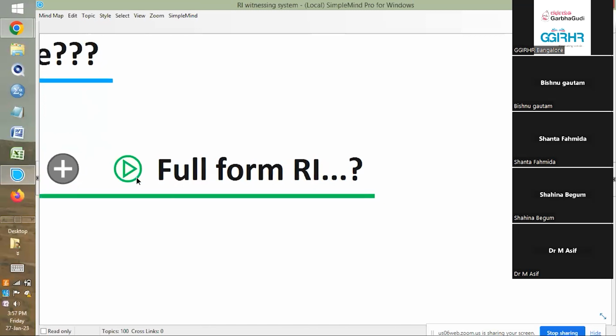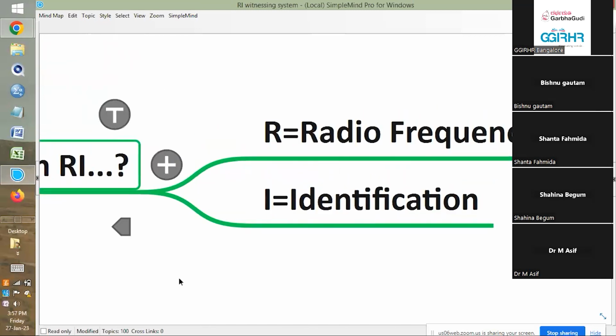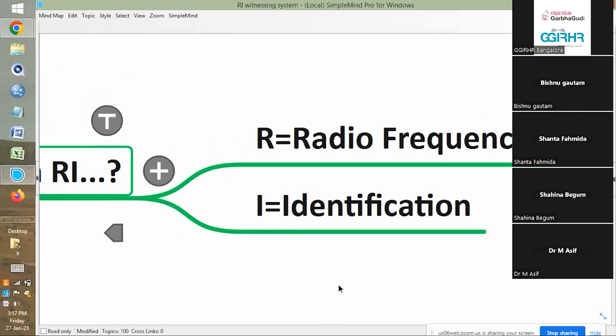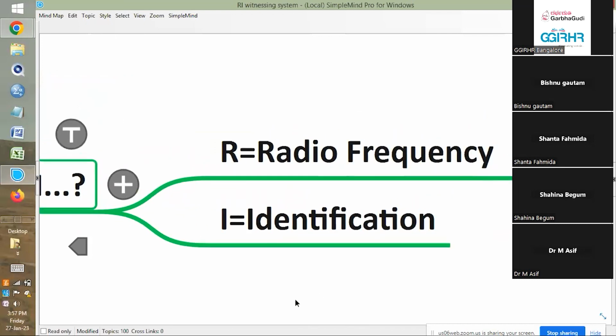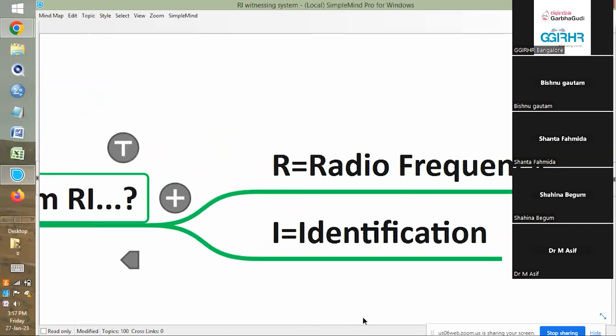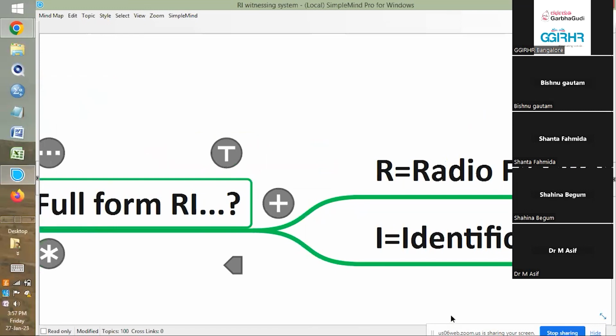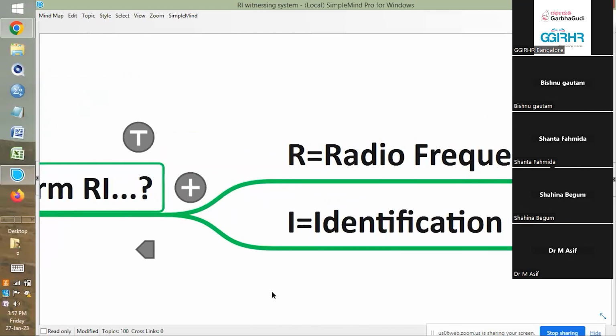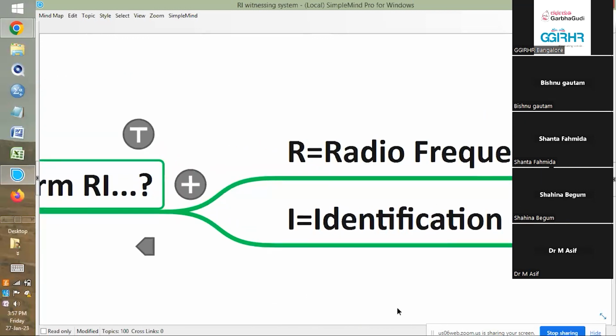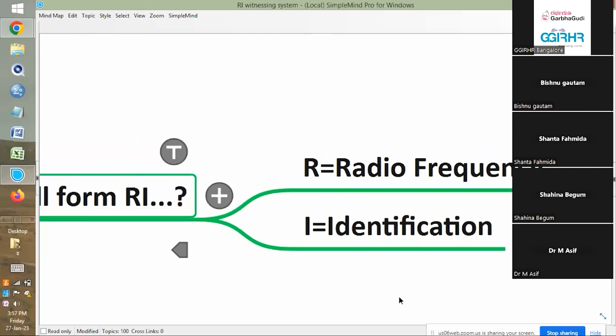Okay. So R is radio frequency, I is identification. I think the doctor has told the same thing. Correct, no? So RFID means radio frequency identification. We say RFID number. So hope everyone has understood the class.